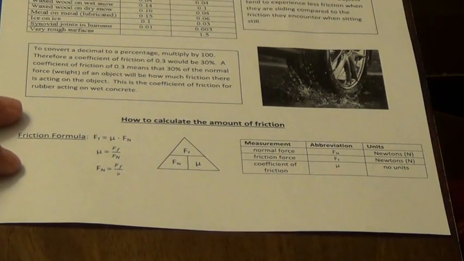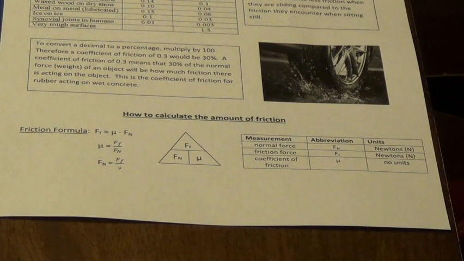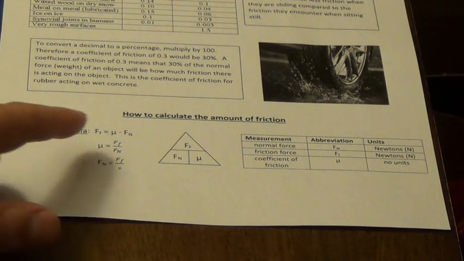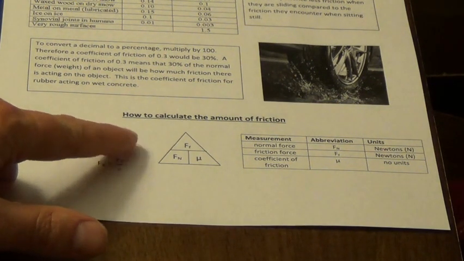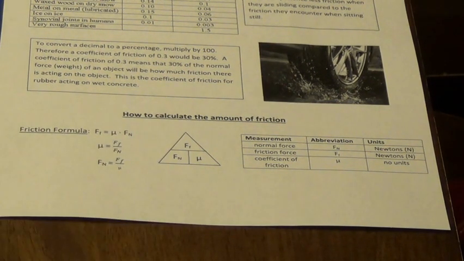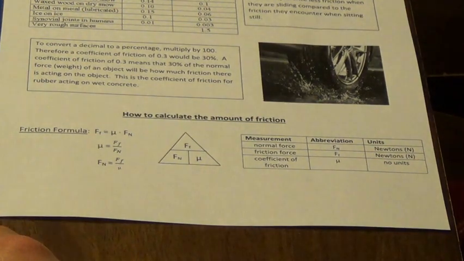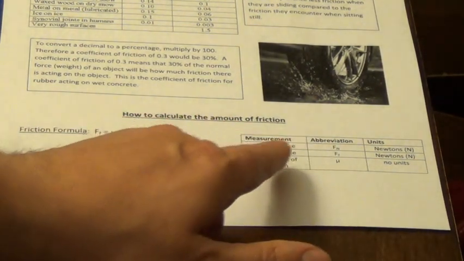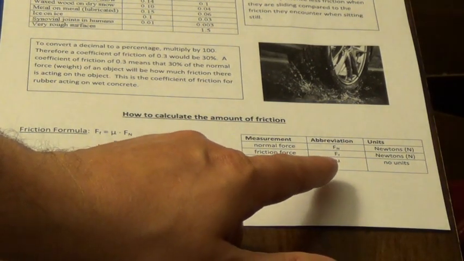If we take a look at the formulas that you're going to be using to solve some of these problems, the basic formula for friction is the force of friction is equal to the coefficient of friction times the normal force, which remember is the same as the weight. If you need a little bit of a pointer here, we have just a friendly little reminder here. Normal force is Fn, friction force is Ff, and the coefficient of friction is that cursive looking U.